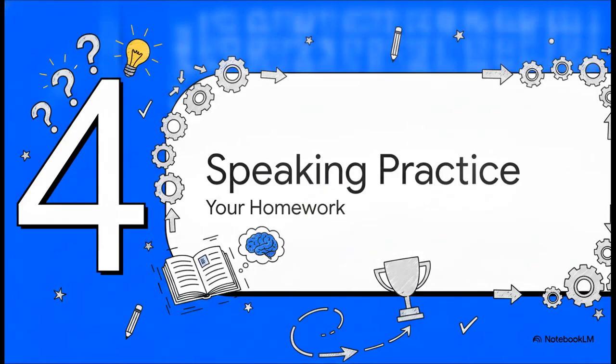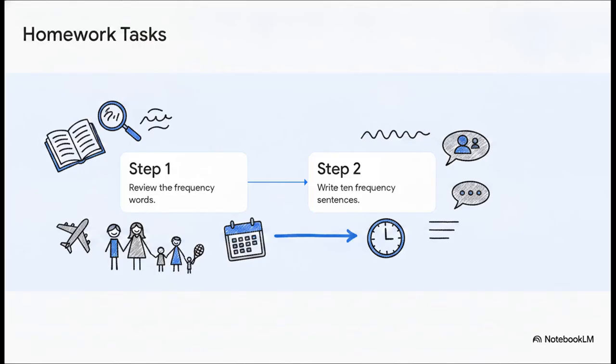All right, let's wrap things up with part 4, your speaking practice homework. Now it is time to actually put these skills to work. Learning this stuff passively is a great start, for sure, but active recall is where true mastery happens. Your task is super simple. Review these frequency words we just covered and write 10 of your own sentences. Mix them up. Write about your work, your hobbies, your family. Just force yourself to build those clear, factual statements.